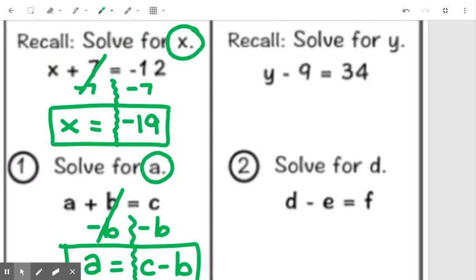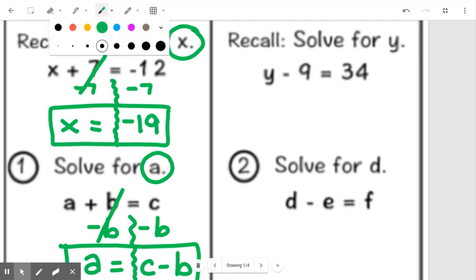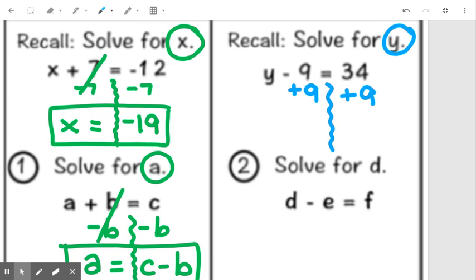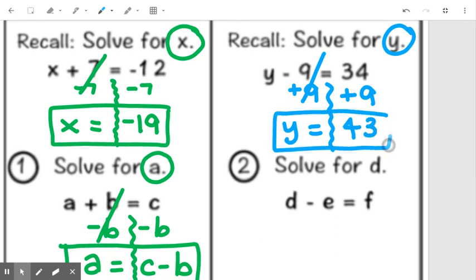Now, looking over here at the right side, it says solve for y. The first thing I do is I find my equal sign. I know my y is on the left. I have to get rid of the minus 9. So I add 9 to both sides. These will cancel out, and I get y equals, and I can actually do 34 plus 9 and get 43. So that's just a regular old solving an equation.